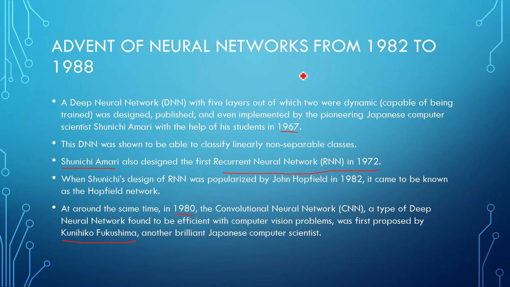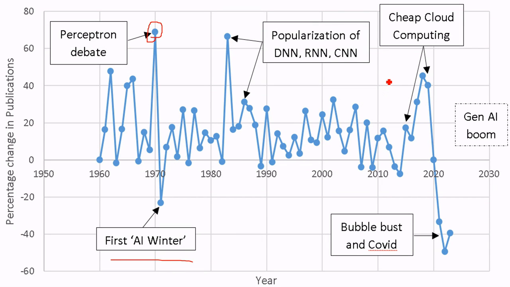So from 1982 to 1988, we can see another boom in the AI interest and activity, and we can see that due to the popularization of neural networks, there is a burst of activity with the publications increasing year after year for a long time till 1990, right? Then again, there is a simple zigzag pattern, which is the most common feature of this chart.